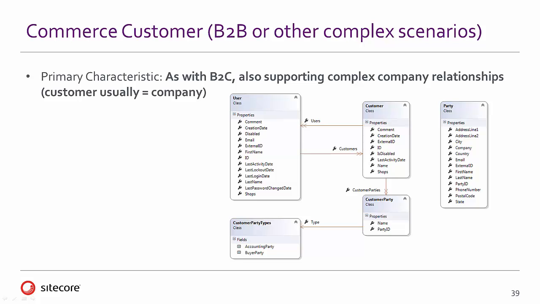Now, that relationship between commerce customers and commerce users can actually get much more complex. In the case of B2B scenarios, this is really where you have a commerce customer essentially representing a company, and the commerce users represent users within that company. So looking here at the entity model for customers and users, you can see those relationships. In this case, the customer, being a company, has customer parties and the ability to support various complex aspects like accounting and buying, and various users within that company.